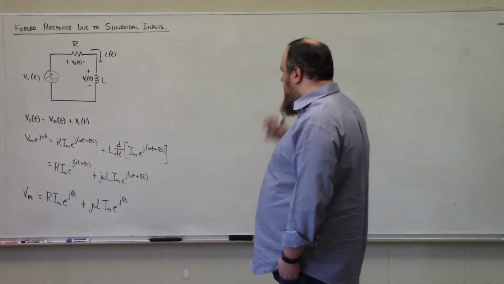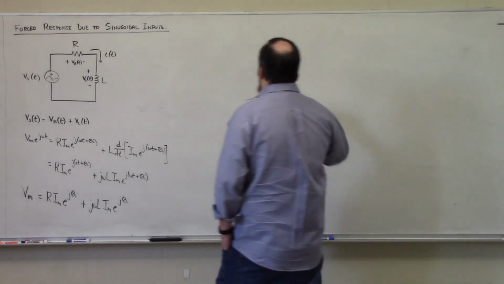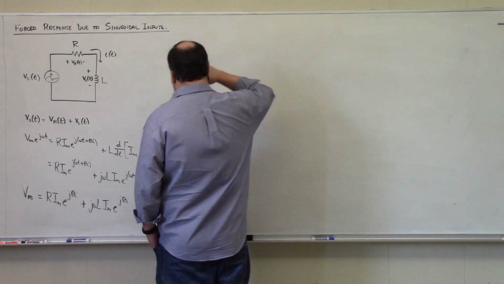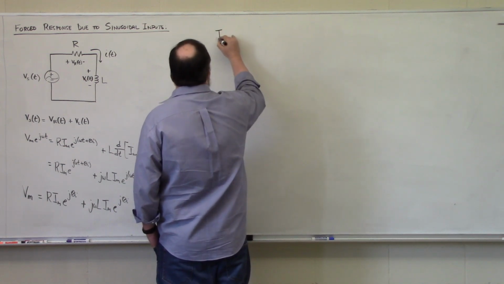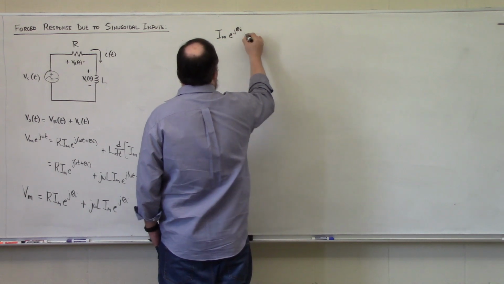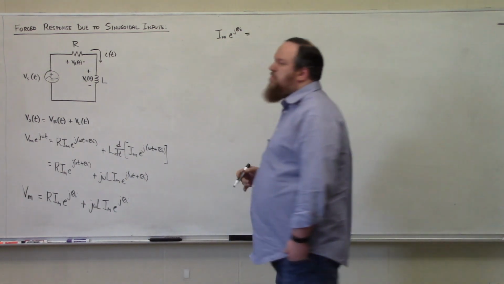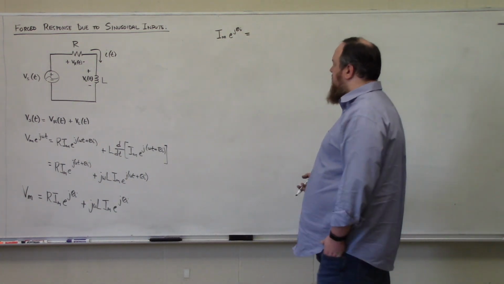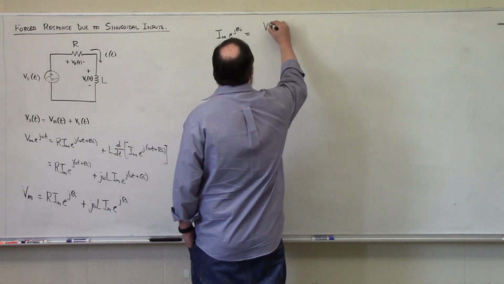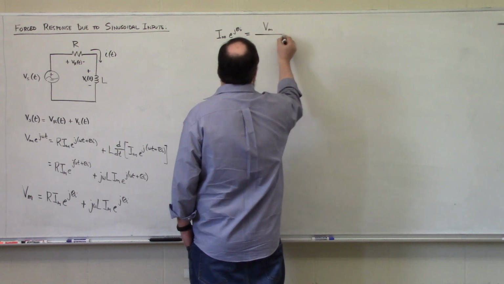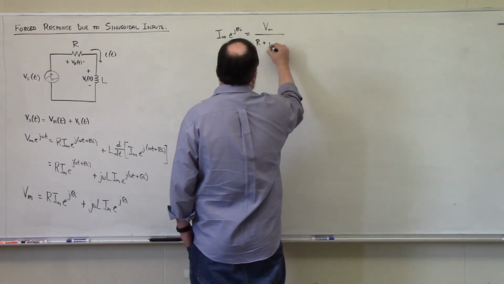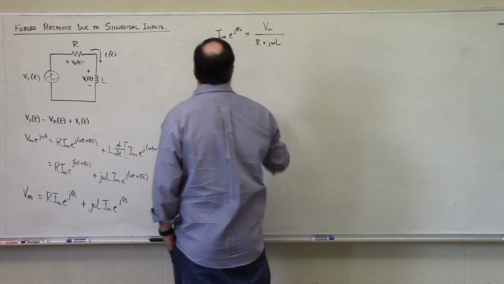So what I'm going to do now, I can factor out Im e to the j theta I. Im e to the j theta I, which is just a polar or exponential form complex number, will be equal to Vm divided by R plus j omega L.